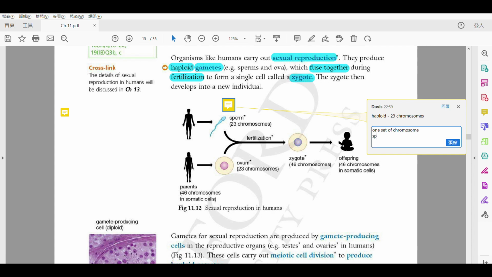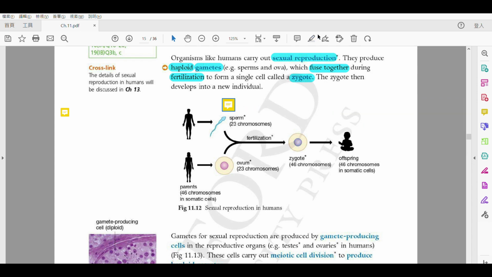For example, sperm, this set must come from the father. So we also say that they contain the paternal chromosomes. We'll learn about this later. And then for ovum, it comes from the mother. In English, we say they are the maternal chromosomes.